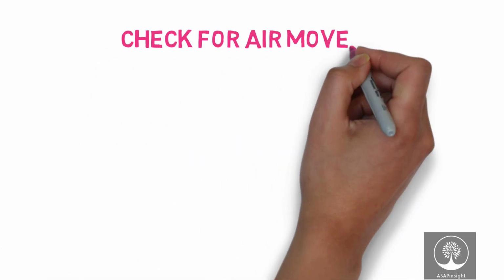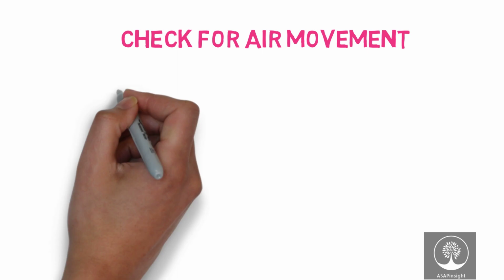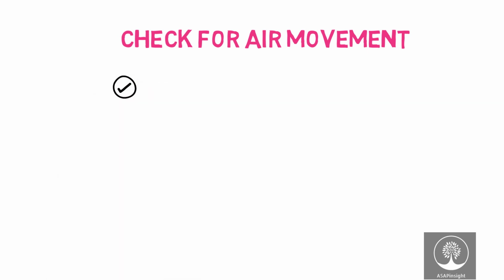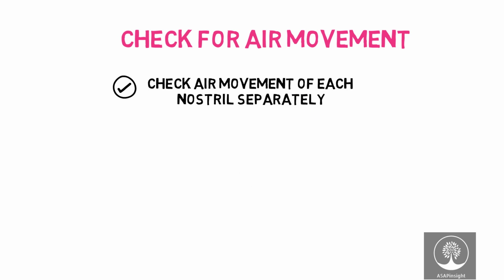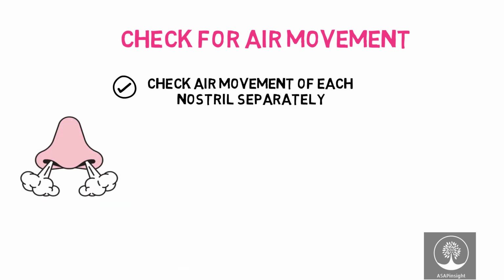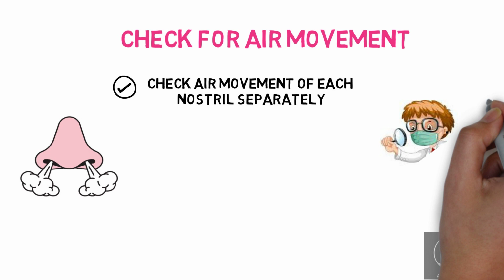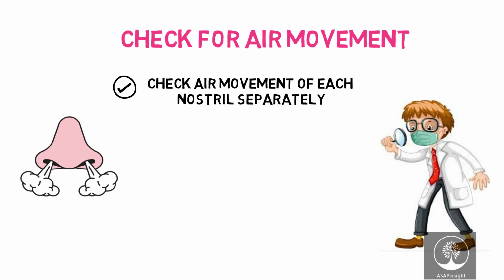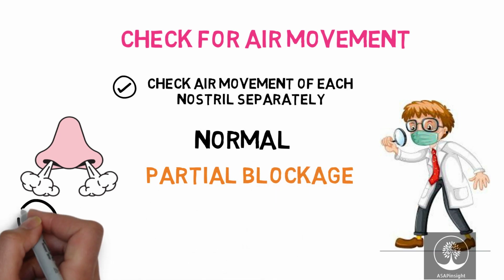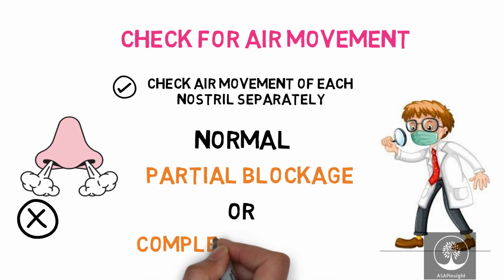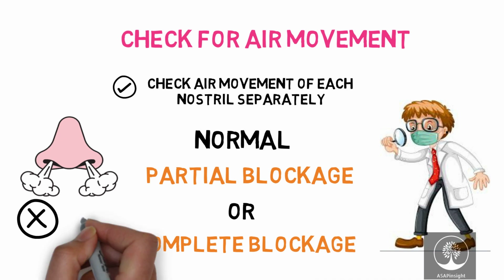After history, check for air movement. To assess the airflow, each nostril has to be assessed separately. Ask the patient to sniff and note for any intranasal obstruction. Look for normal, that is no restriction in airflow. Partial blockage, that is only one nose involved. Or complete blockage, both involved.